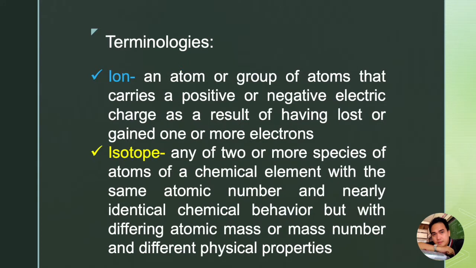Ion is an atom or groups of atoms that carries a positive or negative electric charge as a result of having lost or gained one or more electrons. An isotope is any of two or more species of atoms of a chemical element with the same atomic number and nearly identical chemical behavior, but with differing atomic mass or mass number and different physical properties.